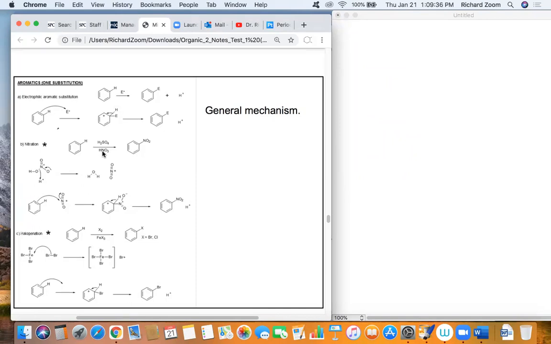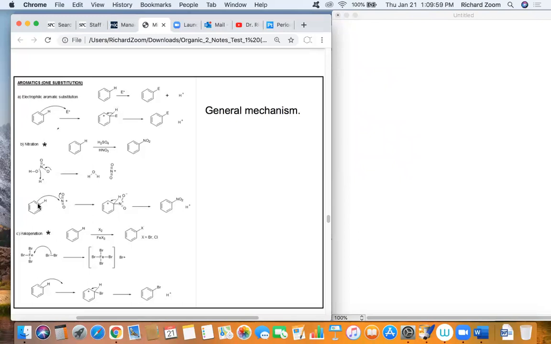But the mechanism for that, the H2SO4 is really just a source of H+. So it's just to protonate the nitric acid. And we end up getting water and then this NO2+, which is going to be the electrophile. But you'll see the same pattern as we were dealing with here for the general once we do that.